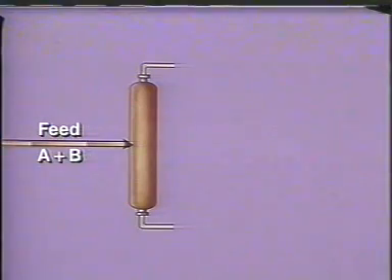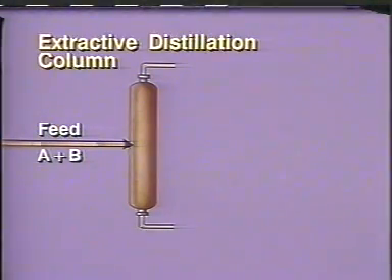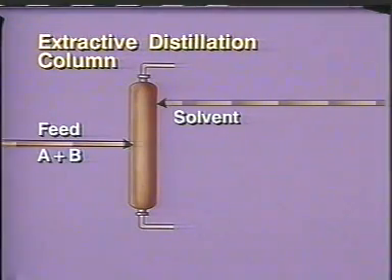One distillation method that can separate substances with very close boiling points is called extractive distillation. In extractive distillation, a third component, usually a solvent, is added at the top of the column.